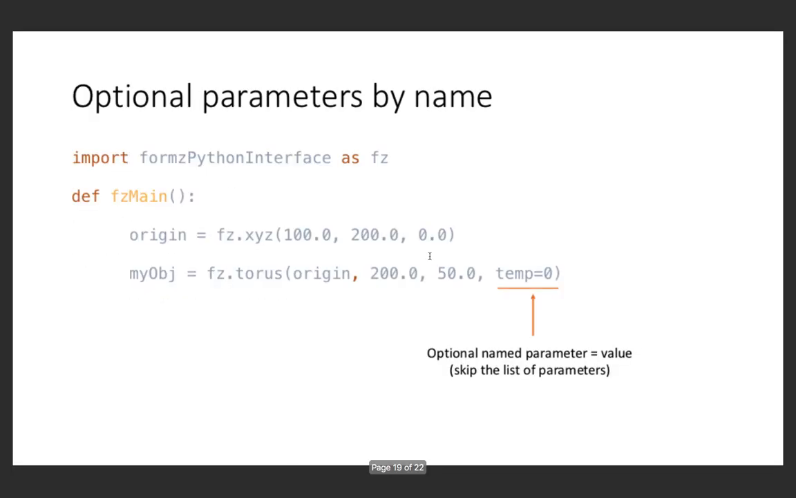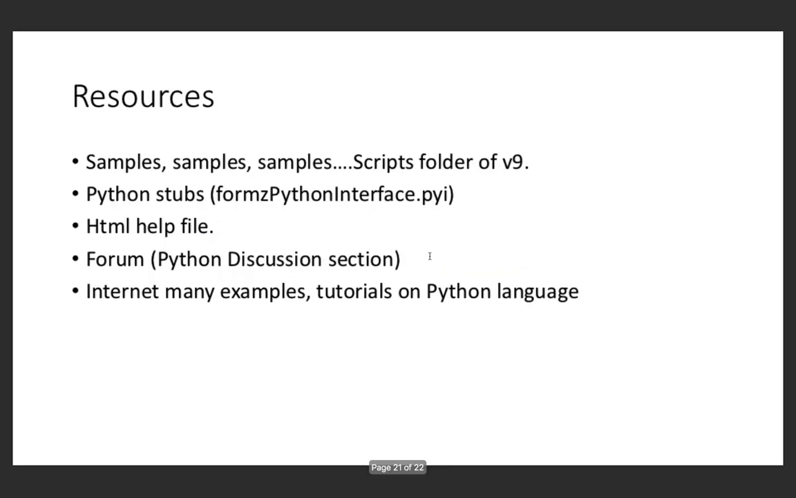Let's go. Sorry, I'm jumping around here. So resources. What resources are available to you to work with the FormZ for Python interface? All the samples we just talked about. There are also, if you want to look and see how all of the stubs work, how all the functions work, a stubs file that's included in the installer, and you can look at that file and see all the functions in there. There's also an HTML help file that will help you look at the function definitions with descriptions.